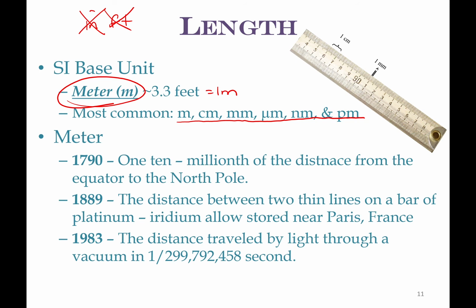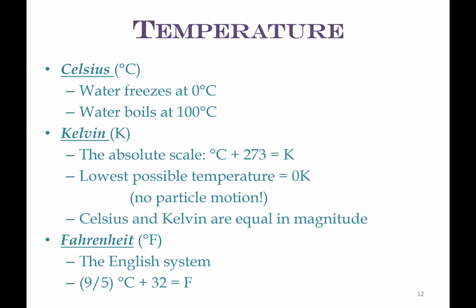Definitions for the meter have changed over the years. Back in 1790, it was defined as 1/10,000,000th of the distance from the equator to the North Pole. In 1889, it was the distance between two thin lines on a bar of platinum iridium that was stored near Paris, France. They didn't want to tell people the location because they didn't want anybody to steal it. And now, from 1983 to current, it's the distance traveled by light through a vacuum in 1/299,792,458 of a second. Wow, right? Okay, so hopefully we all know how to measure length.